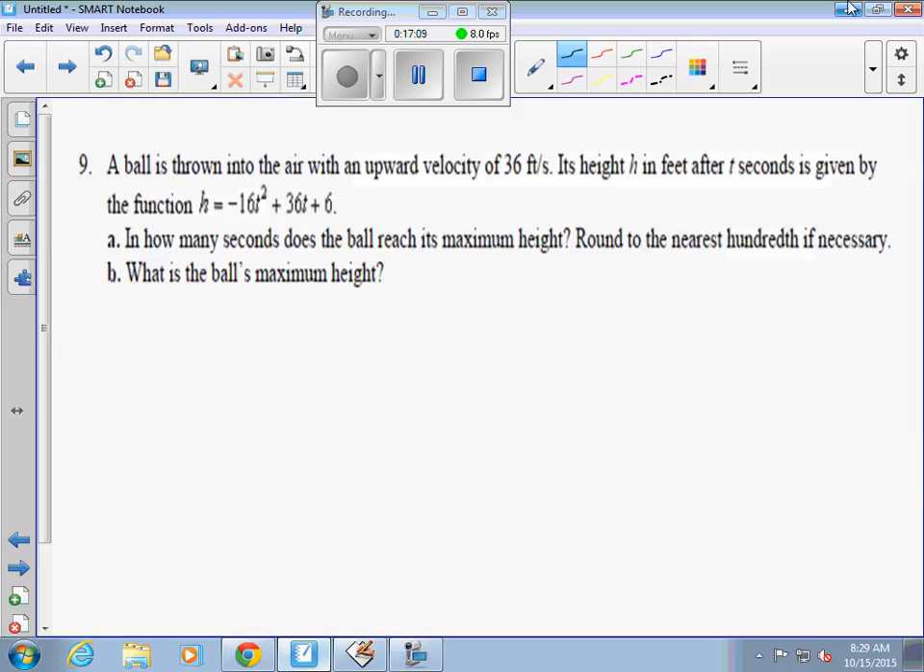Number 9 is actually a very easy problem. We didn't discuss how to do this one last week, but it's a very easy problem. It says a ball is thrown into the air with an upward velocity of 36 feet per second. Think of what's going on right here.